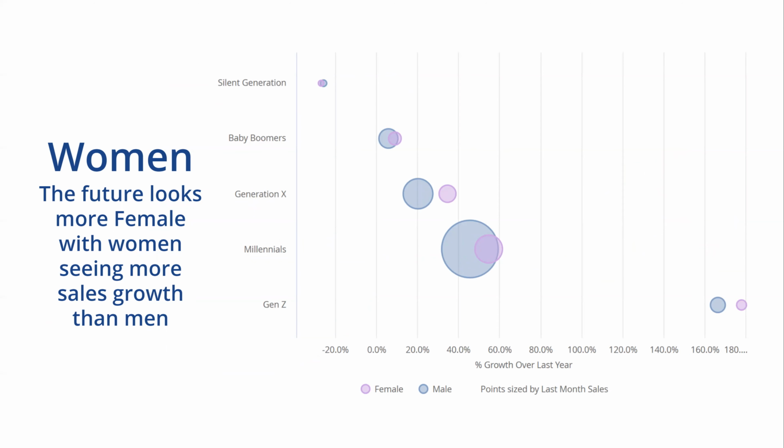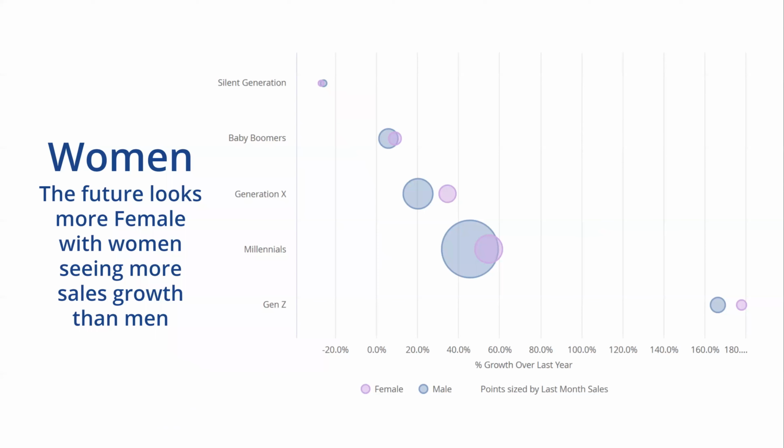Bubble charts are difficult to read, so let me give you an explanation of how to interpret this graph. Firstly, on the y-axis, or the vertical axis, we see the generations. The colors of the dot designate the gender. The x-axis, or the horizontal axis, displays the year-over-year growth. And the size of the dot is the total sales volume from that particular group.